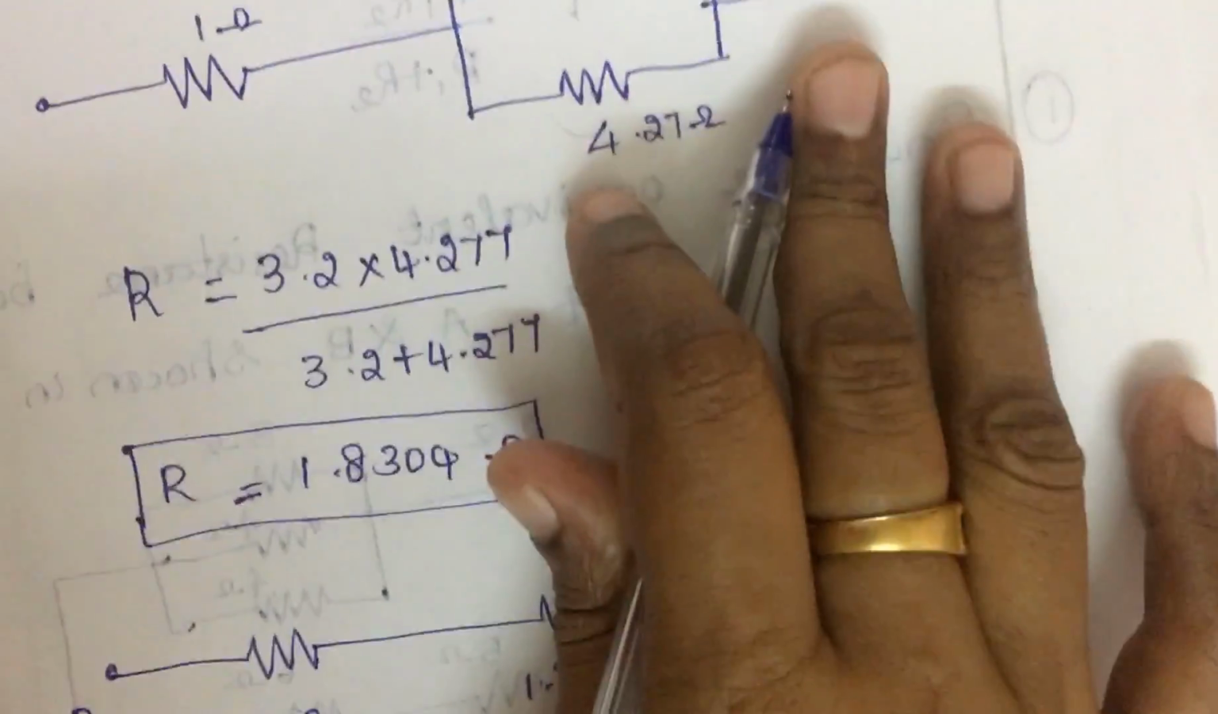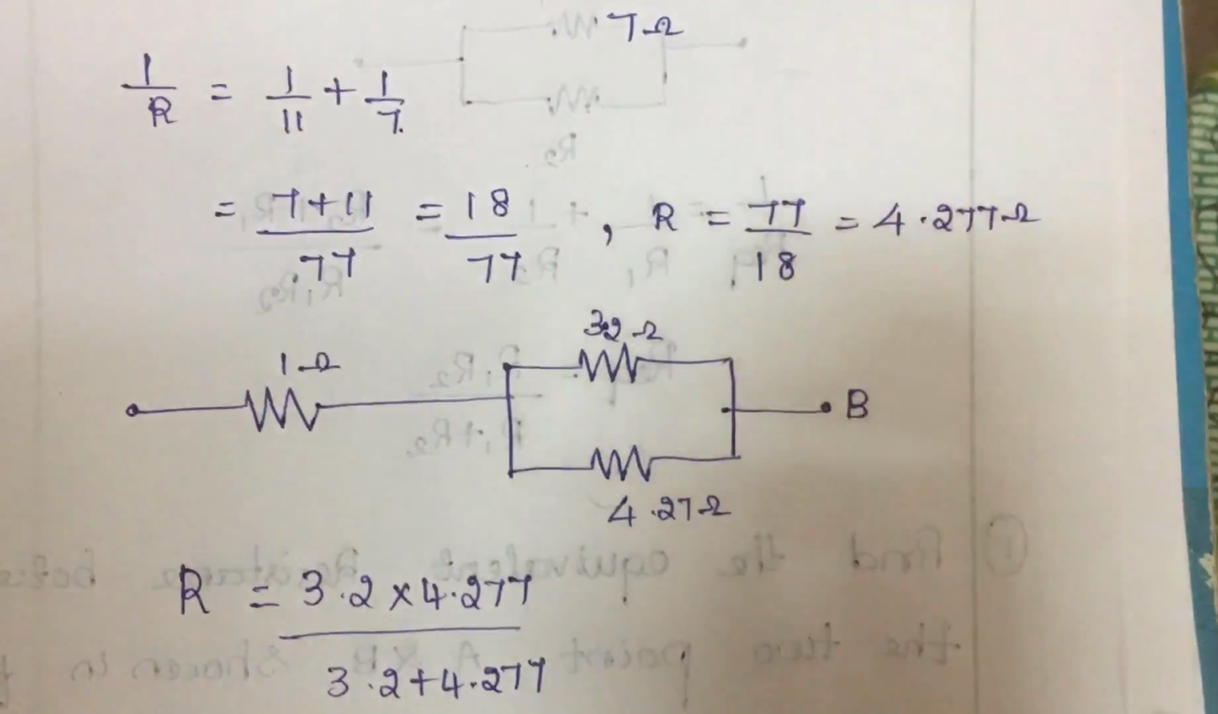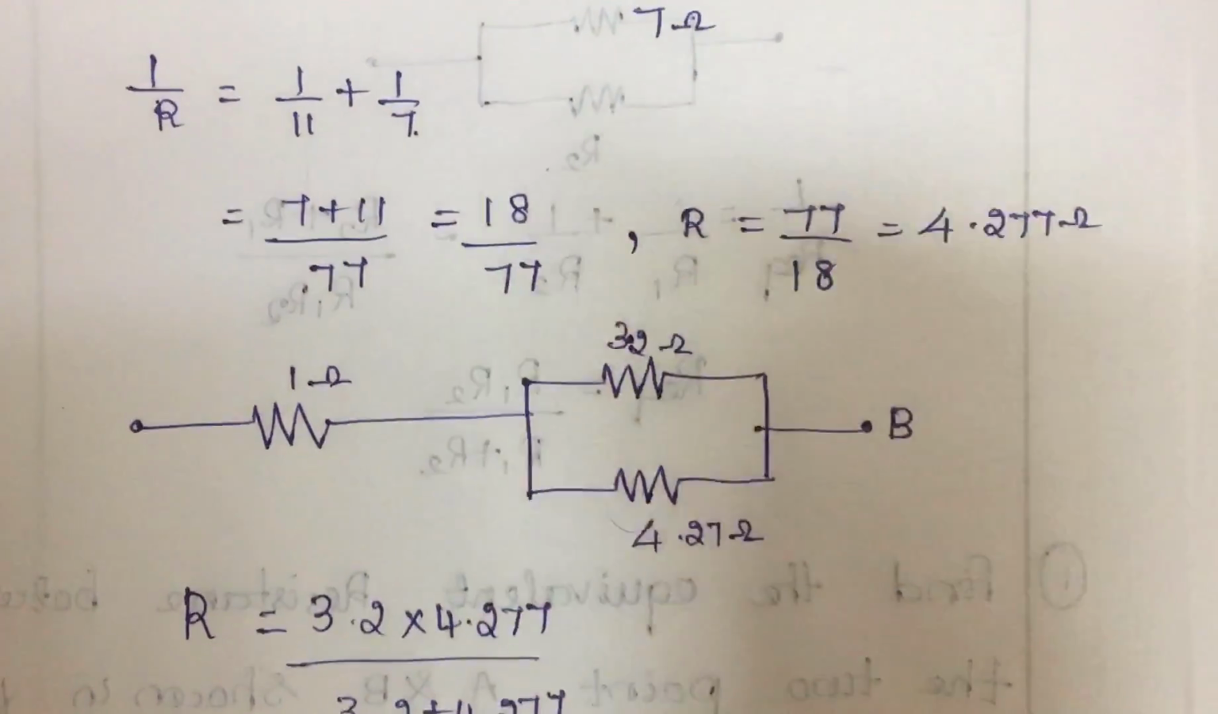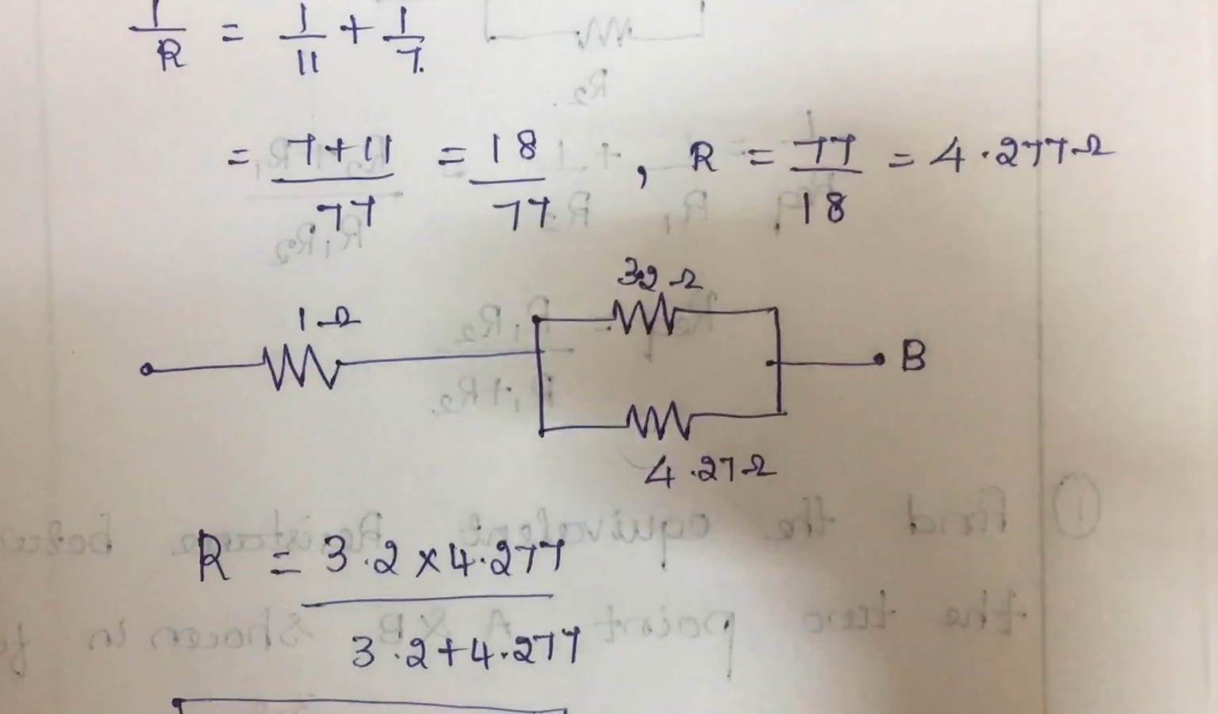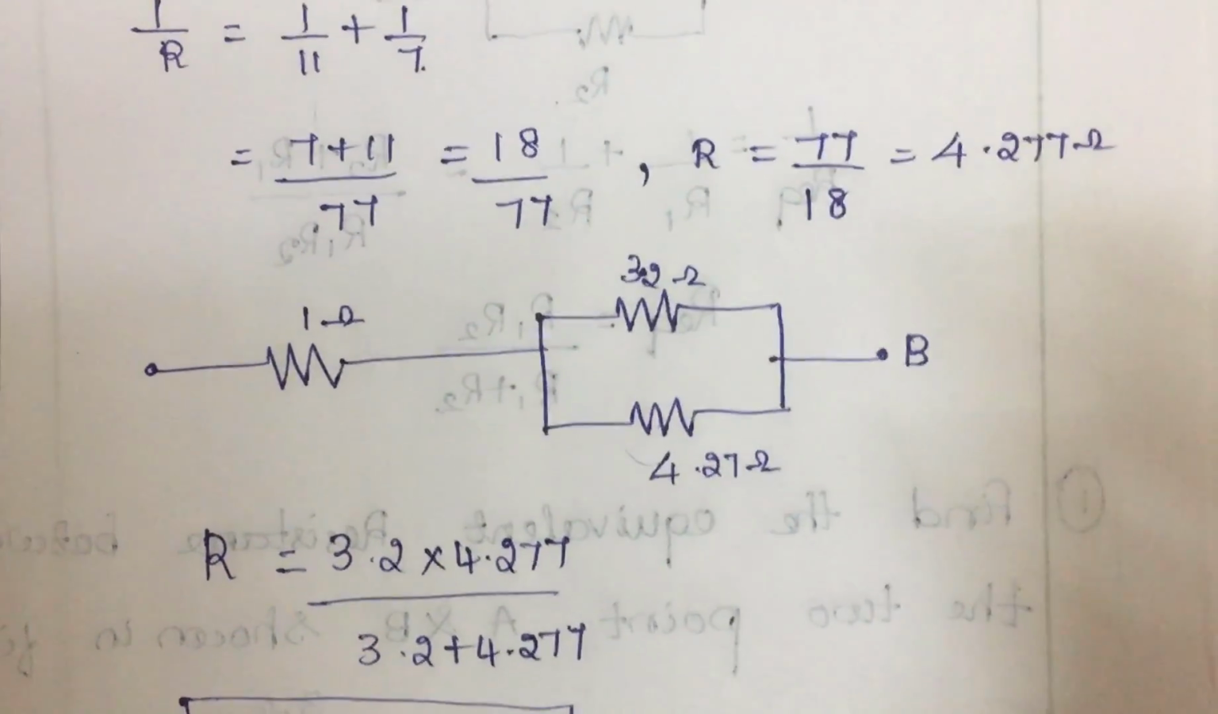So for the equivalent resistor, if it is in series you want to add the two resistors. If it is connected in parallel you want to solve using the formula 1 by R1 plus 1 by R2, etc. Okay.